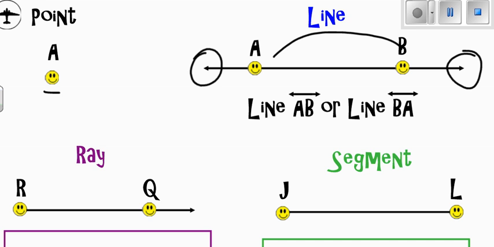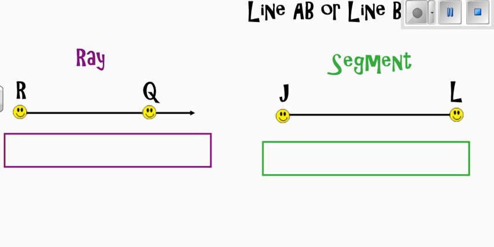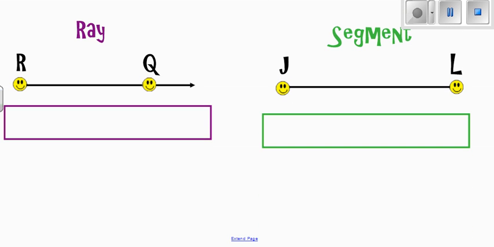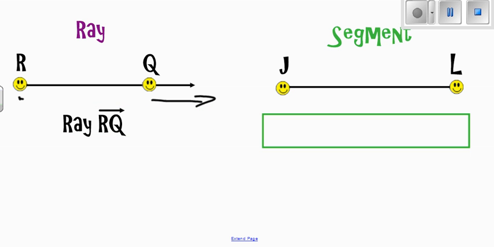All right, with a ray though, order is pretty important, right? And we look at a ray, we can see one endpoint here, and then of course the line going on forever. And so we're going to name that ray RQ. You see the symbol for ray there. And it's always important, though, to remember that rays have to be named starting from the endpoint and then going to the direction of the ray.